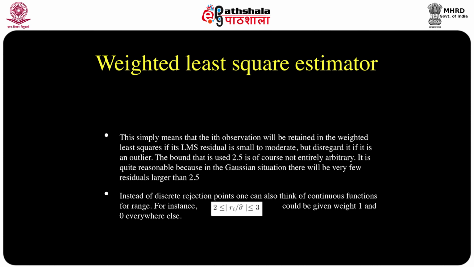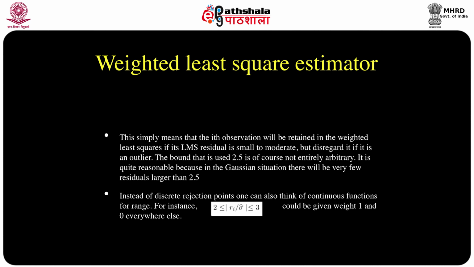The bound that is used, 2.5, is of course not completely arbitrary. It is quite reasonable because in the Gaussian situation, there will be very few residuals larger than 2.5. Instead of discrete rejection points, we can also think of continuous functions for the weights. For instance, we can use the absolute value of Ri divided by sigma hat lying between 2 and 3 to give the weight 1, and then weight equals 0 otherwise.